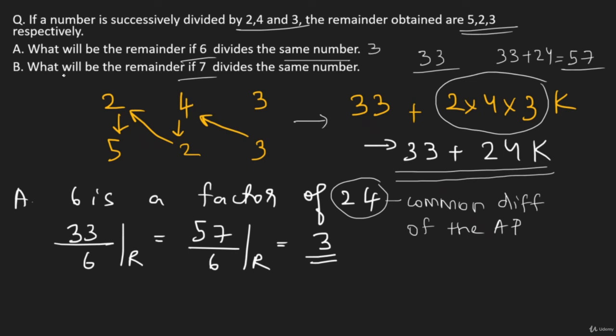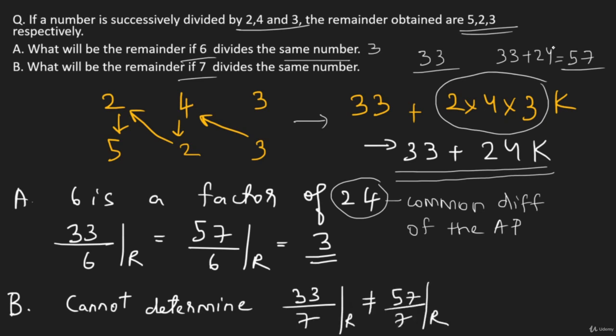Now this next question is, what's the remainder if the number is divided by 7? The answer will be, it cannot be determined. Why is that so? That's because 7 is not a factor of 24, right? And what is the implication of that? 33 divided by 7 and 57 divided by 7 will not have the same remainder. What's 33 divided by 7? What's the remainder? That's 5. And what's 57 divided by 7? The remainder, that's 1. And you can see 5 is not equal to 1. Therefore, in the second case, the answer is it cannot be found.